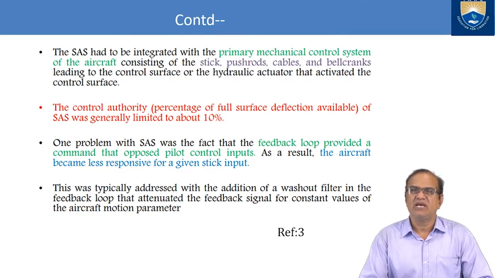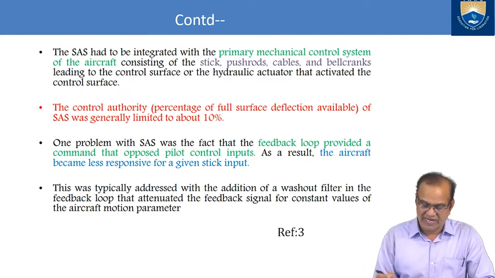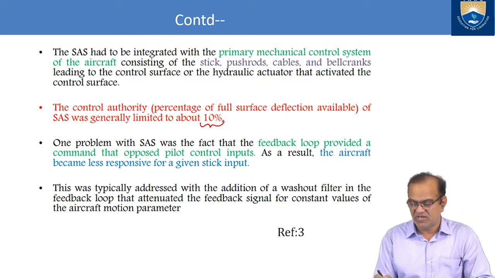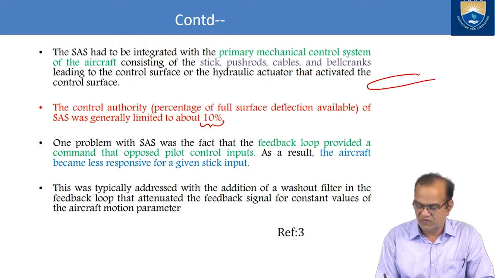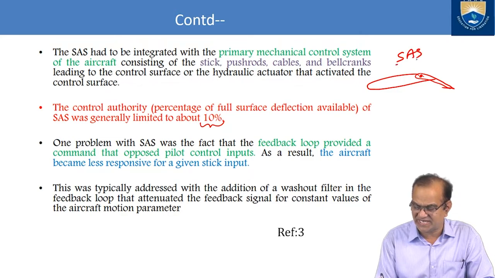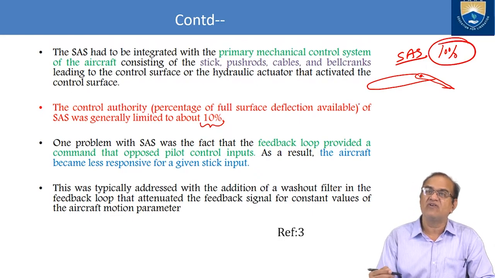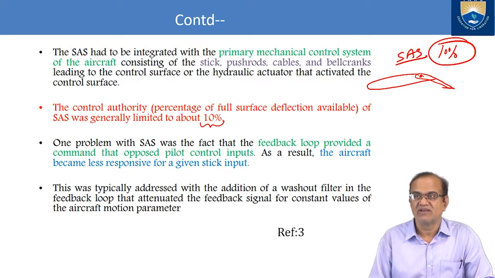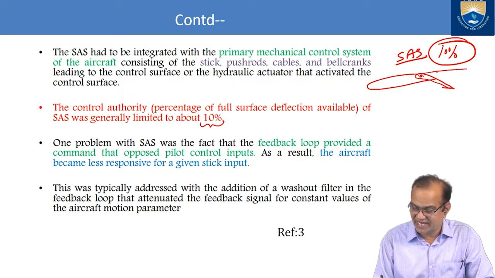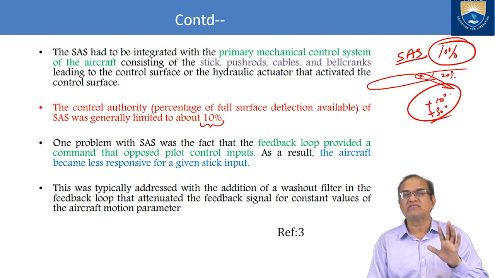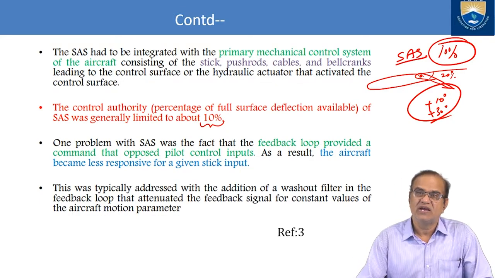The control authority, the percentage of full surface deflection available to SAS, was generally limited to about 10%. If this is your wing and this is your elevator, this SAS will not do 100%. While it is flying, only 10% of deflection will be undertaken to make this stable. If it is flying at 20 degrees, it can go from 10 degrees to plus 30 degrees. These are the ranges. So up to a maximum of 10% will be monitored.